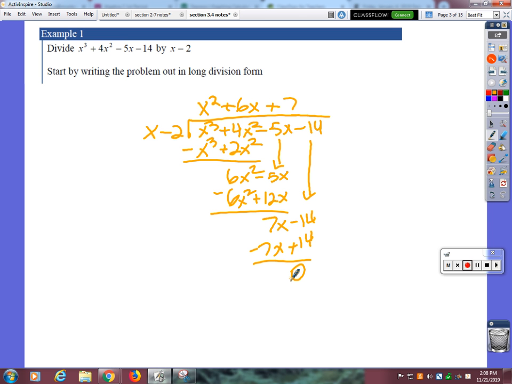All right? So 0 means, for one thing, there's no remainder, right? And that also means, more importantly for us, what we figured out is that this divided by this equals this. There you go. Which means that I could write this as x minus 2 times x squared plus 6x plus 7. What Sydney said is 100% correct. When you get no remainder, that means that this is a factor of this. Okay? All right, any questions so far?